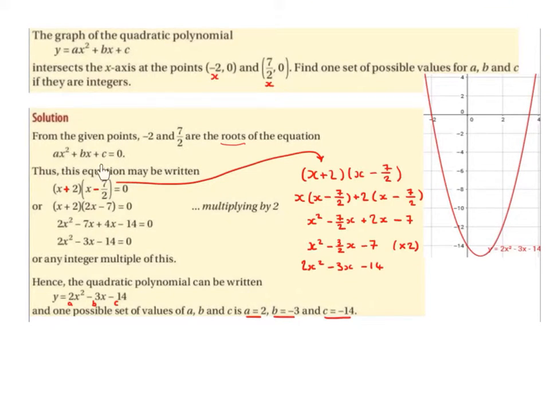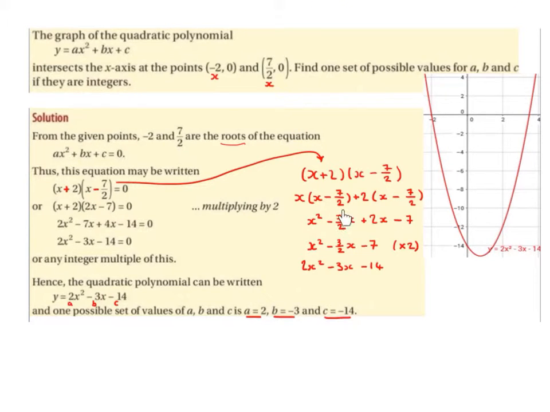So I'm going to take my two sets of brackets and multiply them out over here. So I have x plus 2 multiplied by x minus 7/2. So I bring down the x, stick on the x minus 7/2, bring down the plus 2, stick on the x minus 7/2. x by x is x squared, x by minus 7/2 is minus 7/2 x, 2 by x is 2x, 2 by minus 7/2 is minus 7.